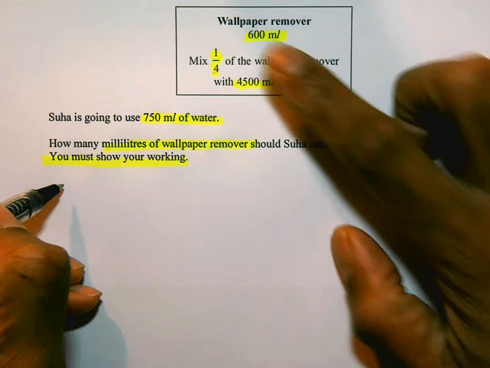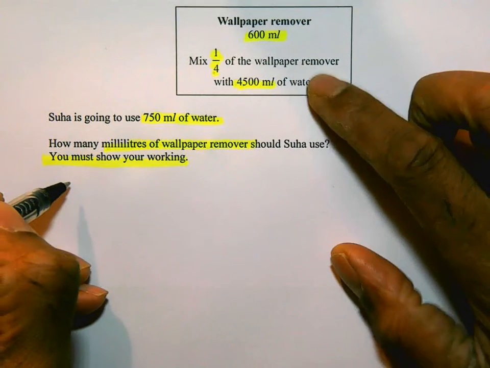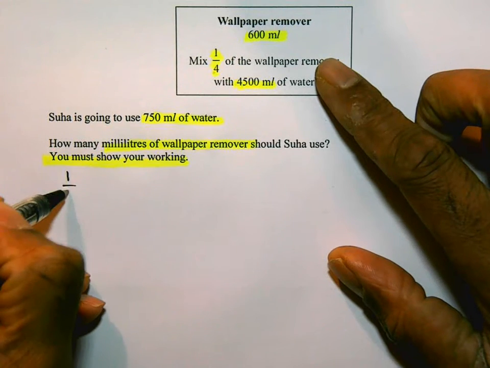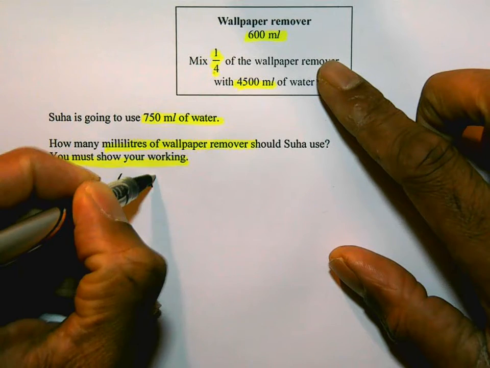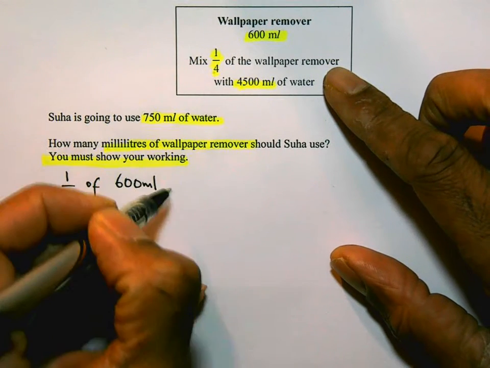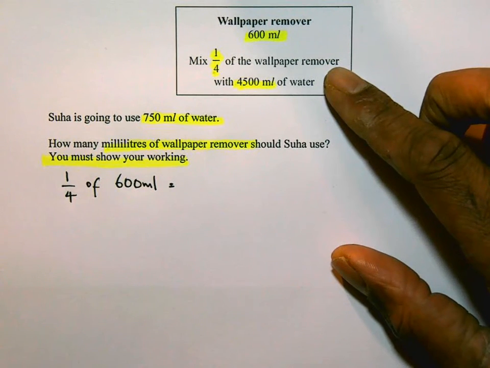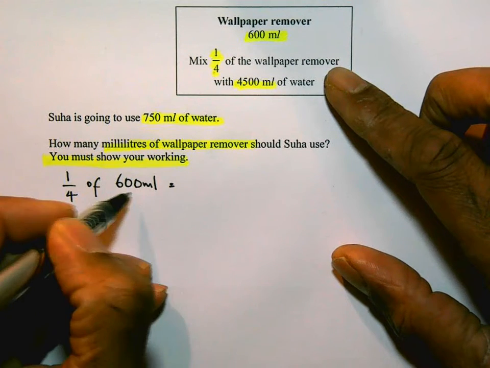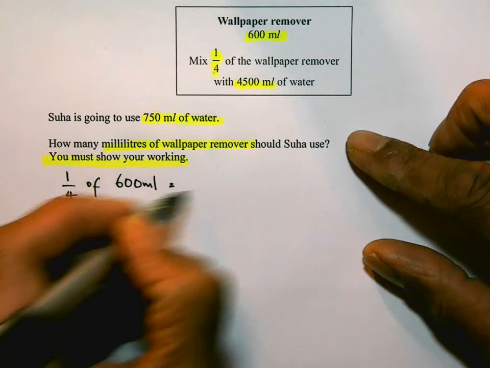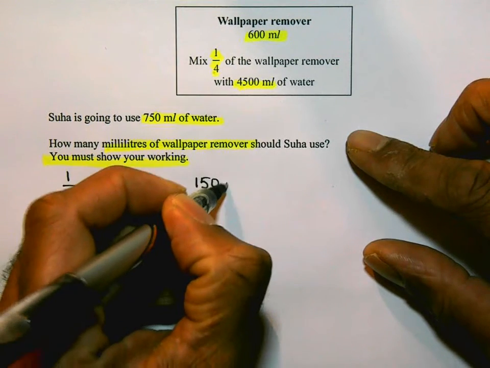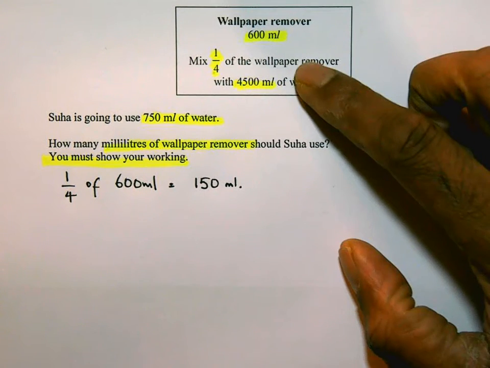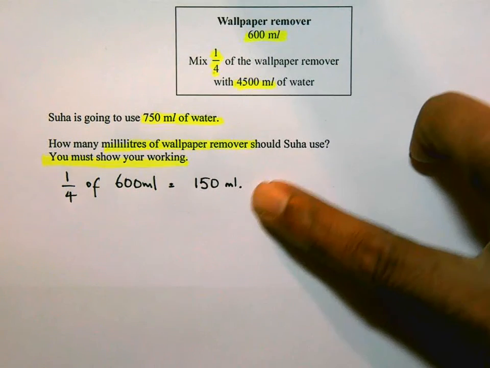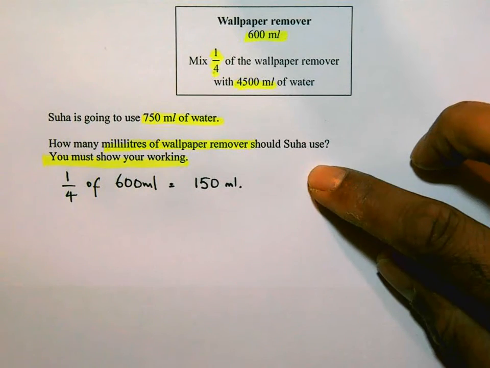So there's 600 ml of wallpaper remover in the bottle, so I need to work out a quarter of 600 milliliters. To work out a quarter of something, you half it and then half it again, or you can divide it by 4. Half of 600 is 300, half of 300 is 150. So a quarter of the 600 ml is 150 ml.